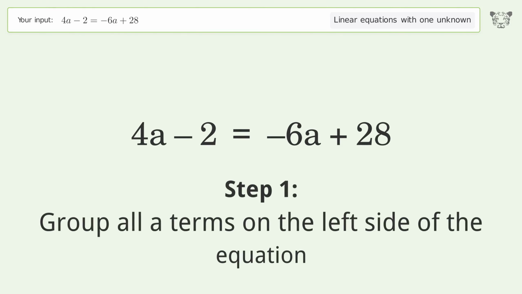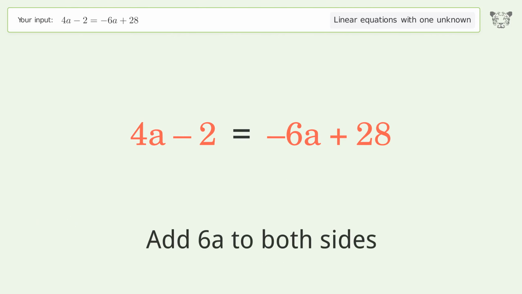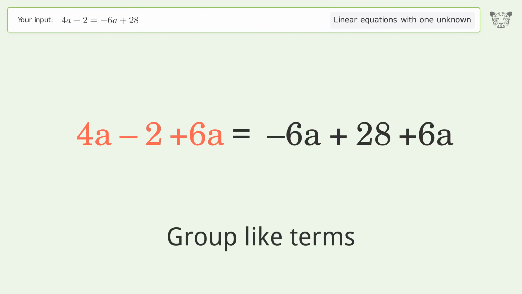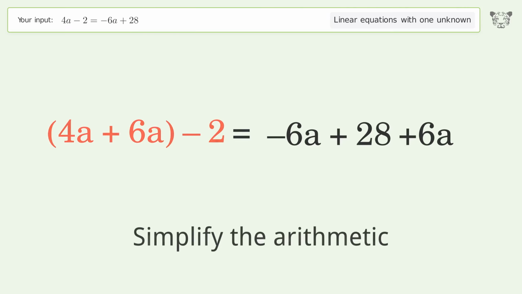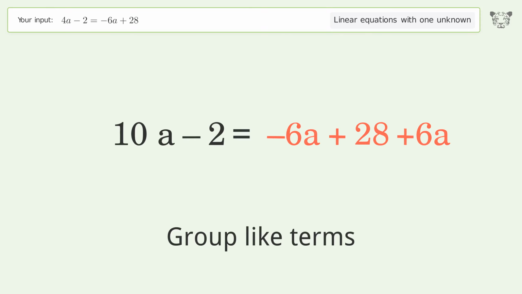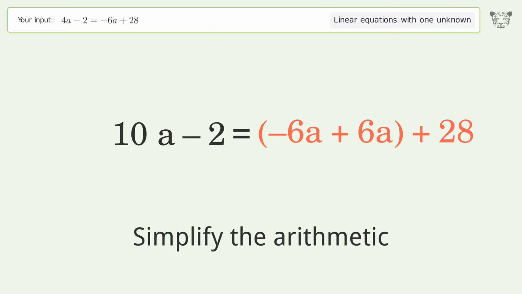Group all a terms on the left side of the equation. Add 6a to both sides. Group like terms. Simplify the arithmetic. Group like terms. Simplify the arithmetic.